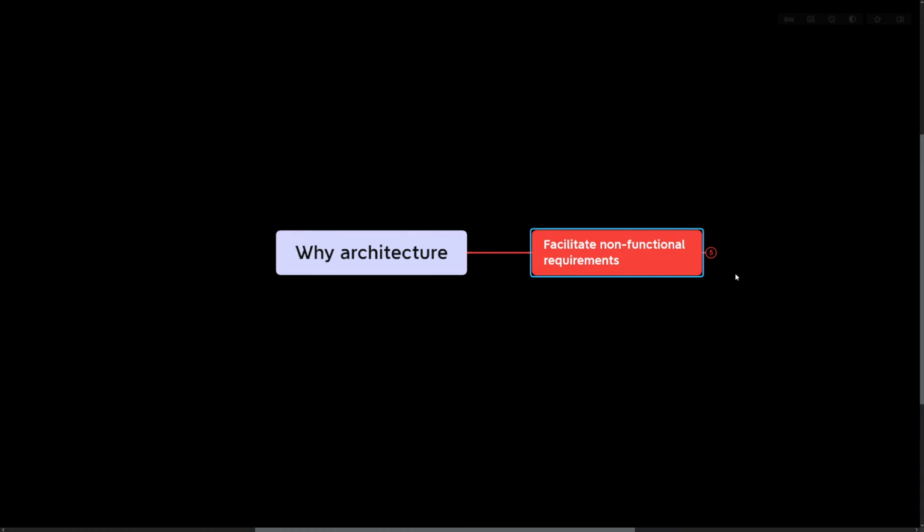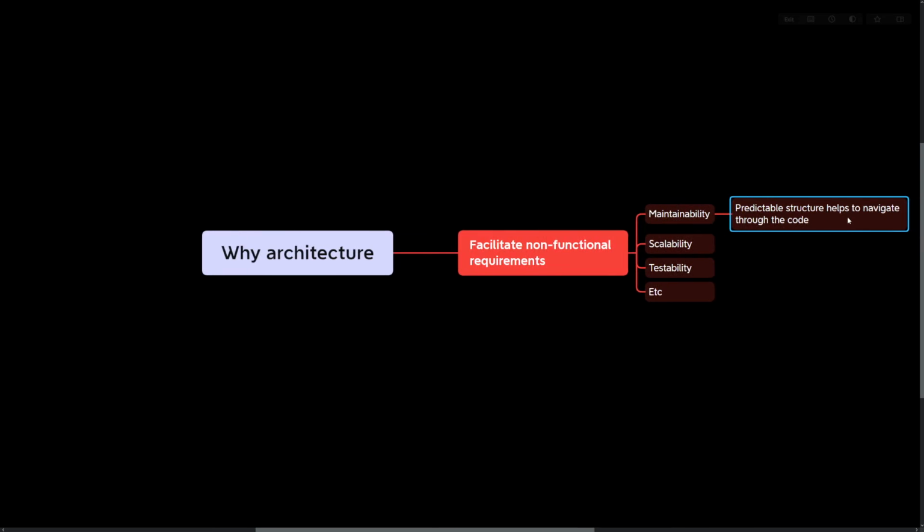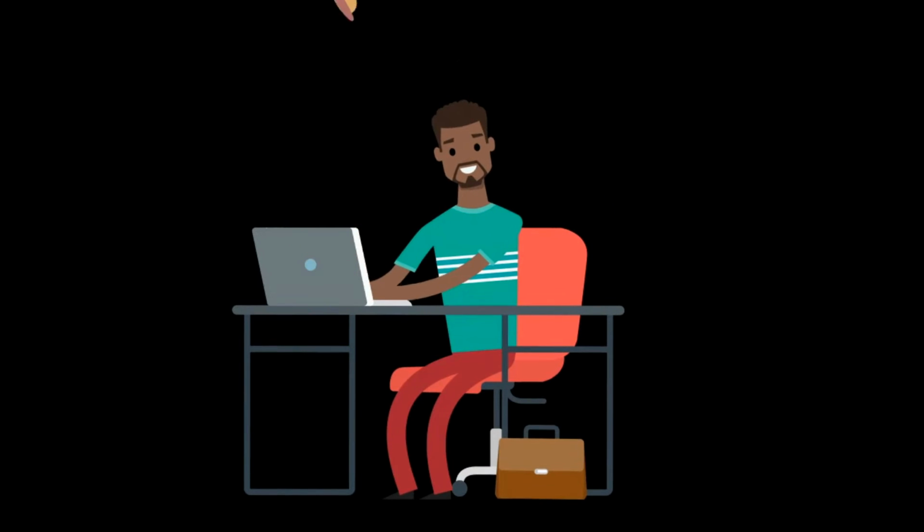This is mostly because software architecture is there to facilitate non-functional requirements, such as maintainability, scalability, testability, and many others. And regarding maintainability, using well-known software architecture patterns creates a predictable structure that will help programmers to navigate through the code and understand it better and faster.